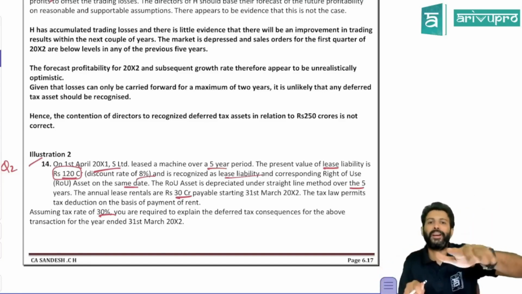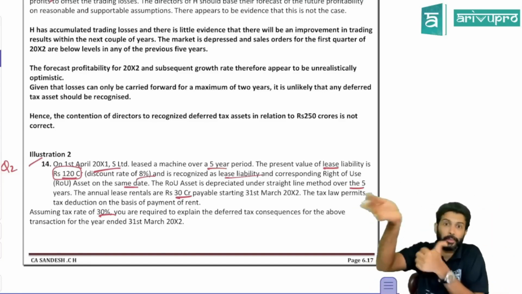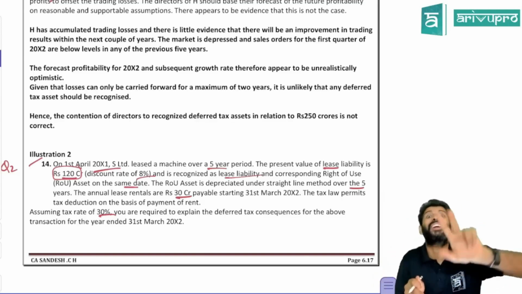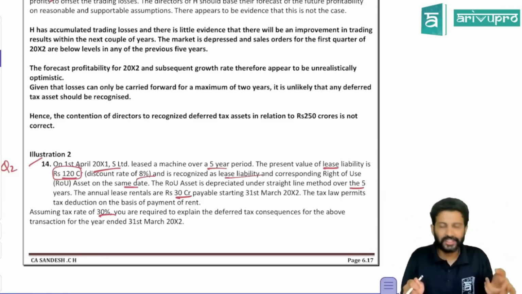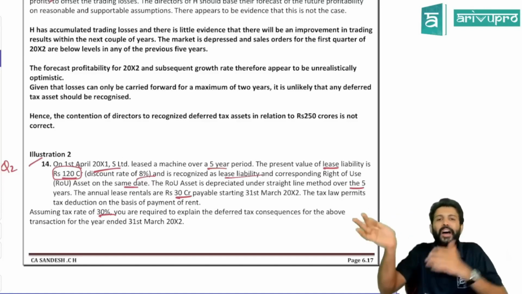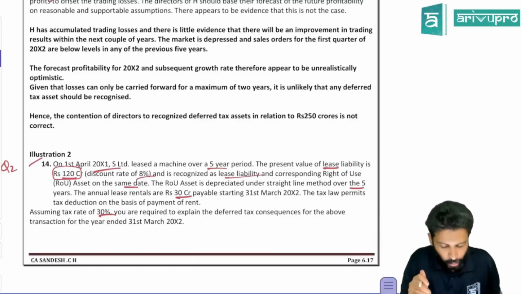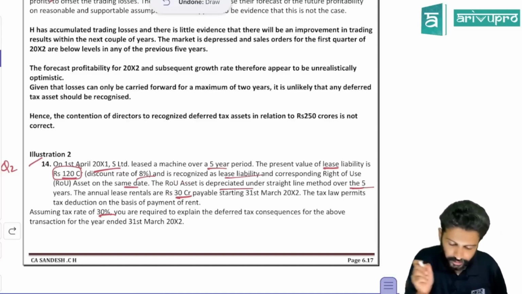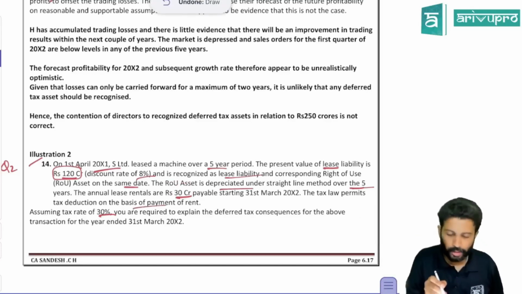Initially, ROU and lease liability will be the same. It could be different if any payment is made by the lessee to the lessor before the commencement of the lease, or if there is any IDC, or any DAC. Then the ROU will change. Otherwise, ROU and lease liability initially will be the same. ROU is depreciated under the straight line method over 5 years. Annual lease rental is 30 crores. Law permits tax deduction on payment of rent.